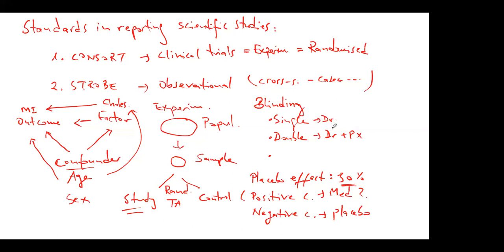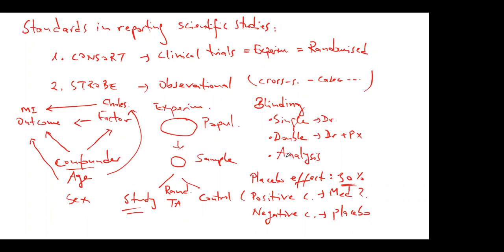Therefore, it's better if the scientist doesn't know which group is receiving which medication. And of course, the patient shouldn't know because of the placebo effect. There may even be triple blind, because sometimes we introduce errors at the analysis stage. The analysis stage is also important.